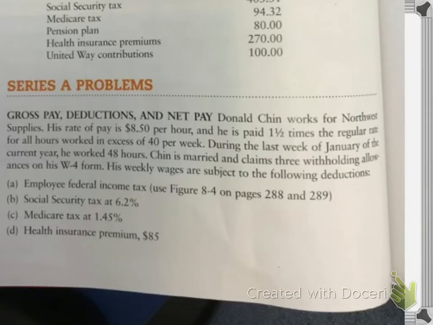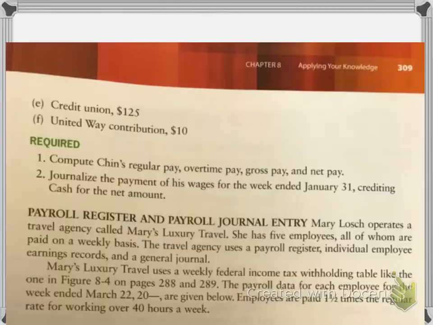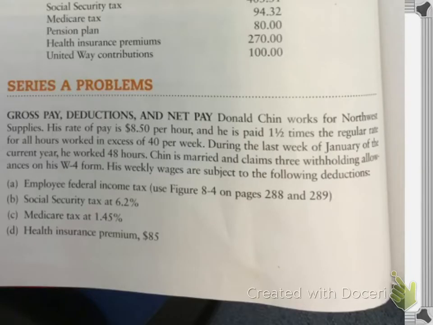Okay, I'm going to work problem 8.8a. This is on page 308, 309 in your textbook. It is work paper 273. Okay, 8.8a says Donald Chin works for Northwest Supplies.